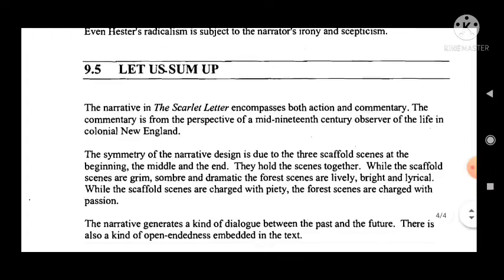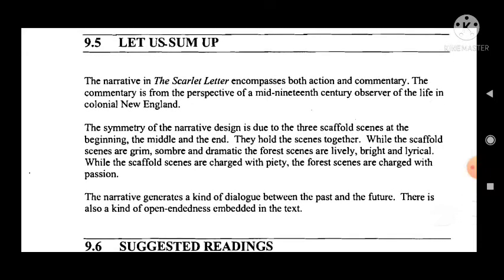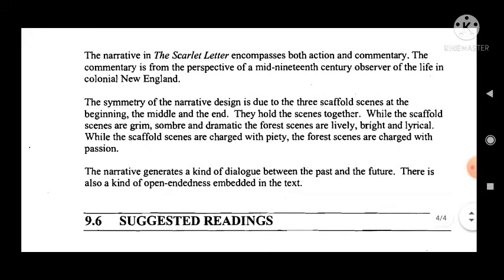Then let us sum up. The narrative in The Scarlet Letter encompasses both action and commentary. The commentary is from the perspective of a mid-19th century observer of the life in colonial New England. The symmetry of the narrative design is due to the three scaffold scenes at the beginning, the middle, and at the end. They hold the scenes together.